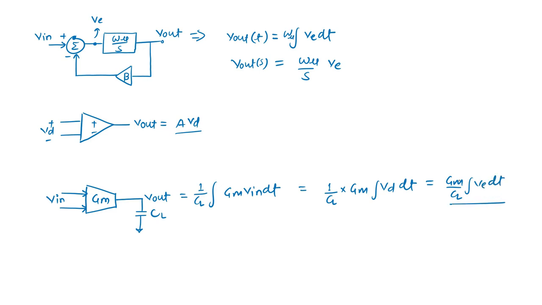this integration. If I compare these two equations, calling this 1 and this 2, we can see the integration constant that we defined in this negative loop system, omega u, is nothing but GM by CL. This is also the UGB frequency. For any integrator, the integration constant is nothing but the UGB. It should be as high as possible so that better integration is there. This is a different detail we'll talk about in some other video. Here the motivation is how to switch these things to the frequency analysis.